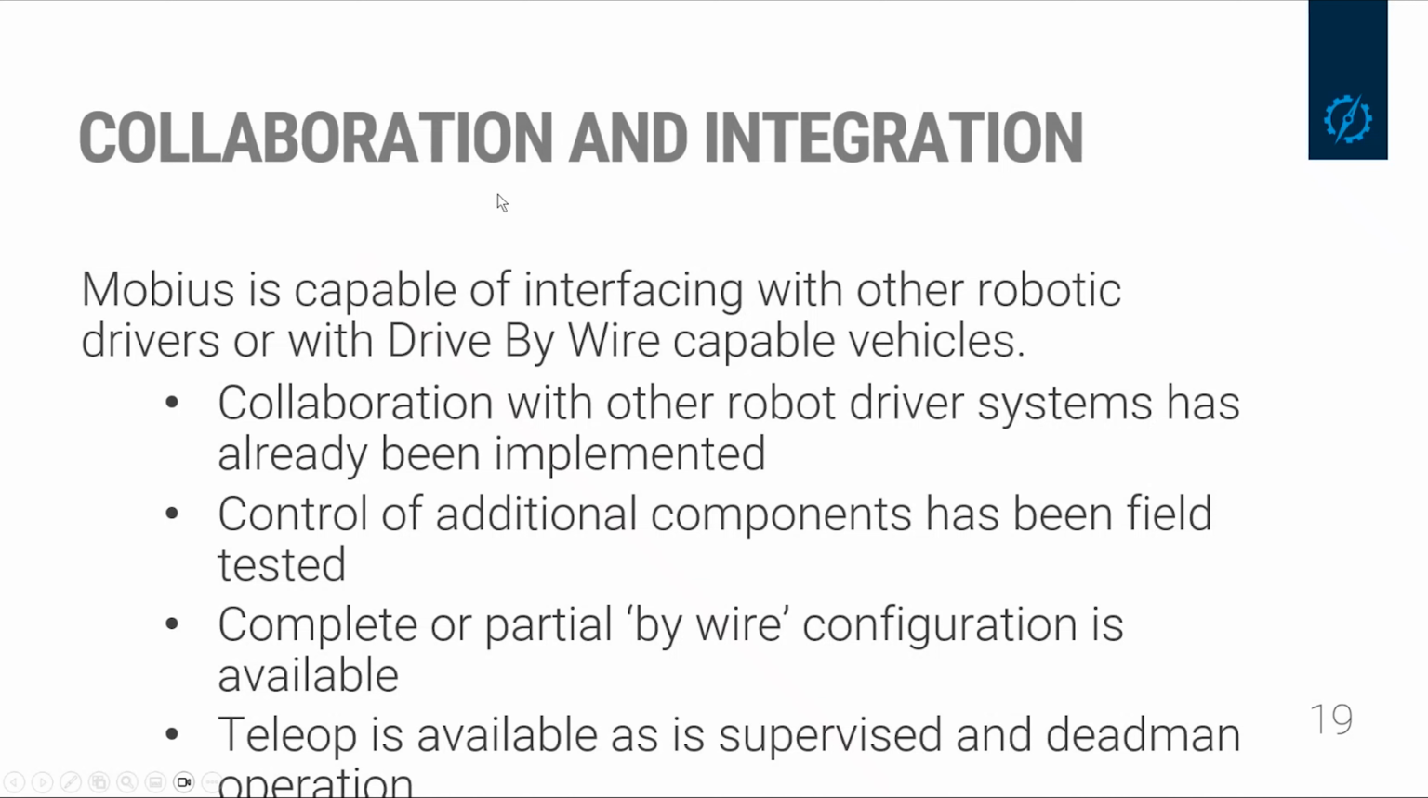So Mobius is also capable of interfacing with other robotic drivers or with drive-by-wire capable vehicles. Currently, we're partnering with Stäubli Robots, Stela, Stale, depending on your pronunciation. But these are already implemented in some areas. We do have customers using hybrid systems. We can also control by wire configuration. There have been several transmissions, throttle, and additional systems that we have taken control of by wire to conduct the testing. And teleop is available, again, both as supervised and dead man operation.